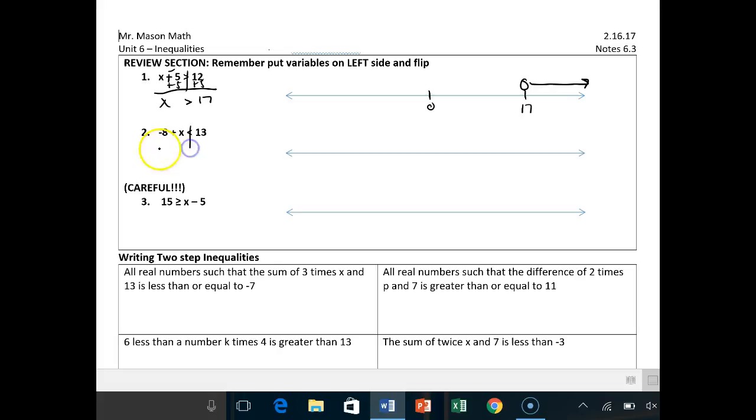This next one, same thing. Here I just add 8 to both sides. I get x is less than 21. Again, a 0 and a 21. This is an open circle, and everything to the left, or less than 21, gets shaded in.